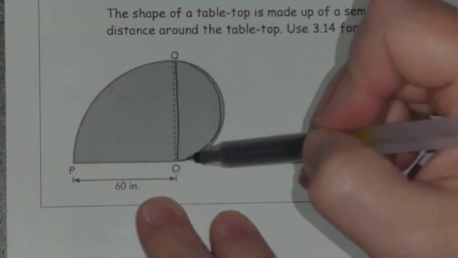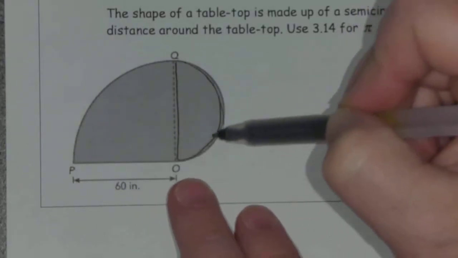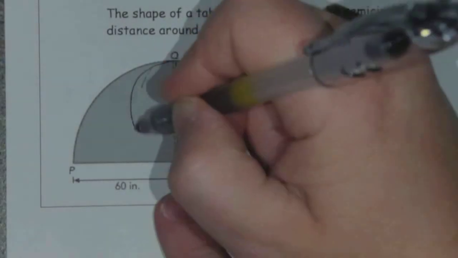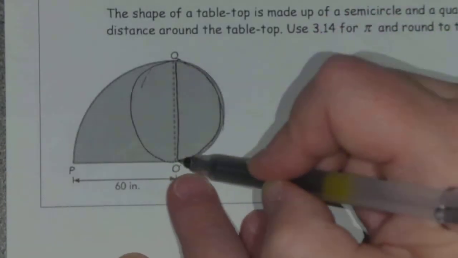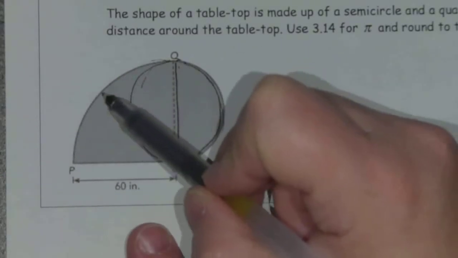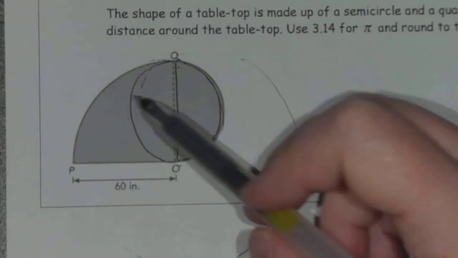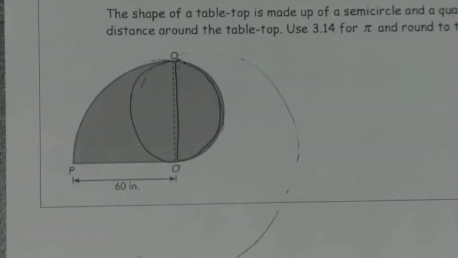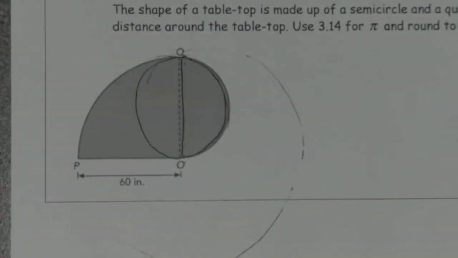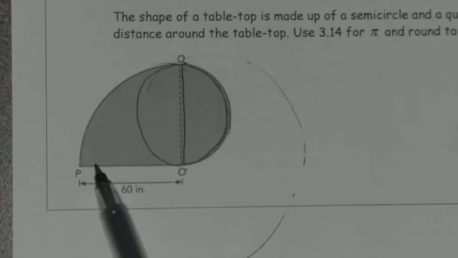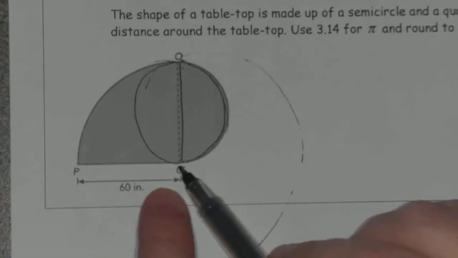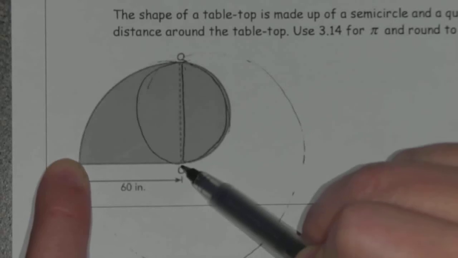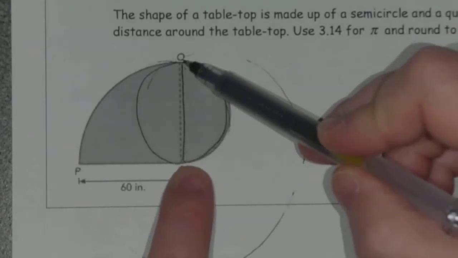So if I find the circumference of this circle right here, because this circle would be like this, and divided it by 2, I would have this distance from here to here. And then if I found the circumference of this big circle that went around like this and divided it by 4, I would find the distance from here to here. And I could then just add the 60 inches on right here, okay, in order to solve this. So here's a good question. If it's 60 from here to here, is it also 60 from here to here?